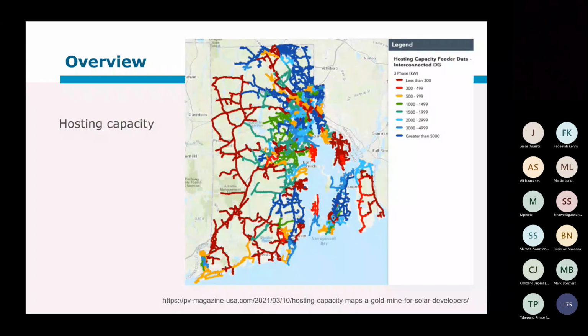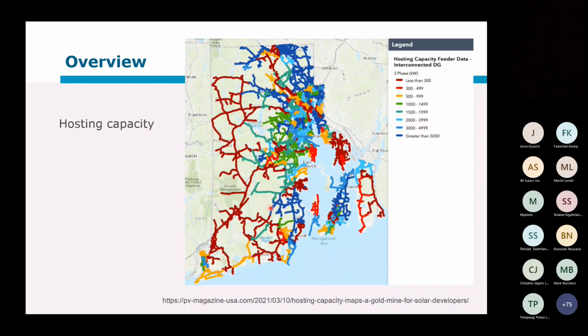I thought I'll just add in a nice picture. This comes from an online resource where they did a hosting capacity study in America. And you can see that in this case, the red says the hosting capacity is less than, for instance, 300. I think this is, yes, it's kilowatts. And then up to the blue parts, there's quite a lot of capacity left.